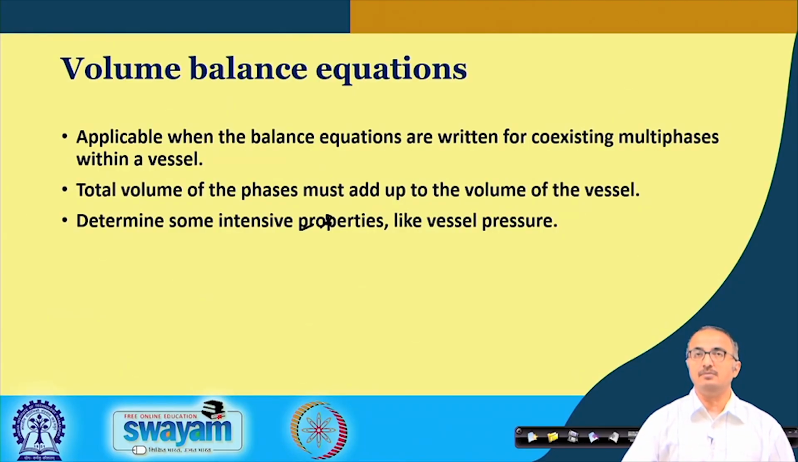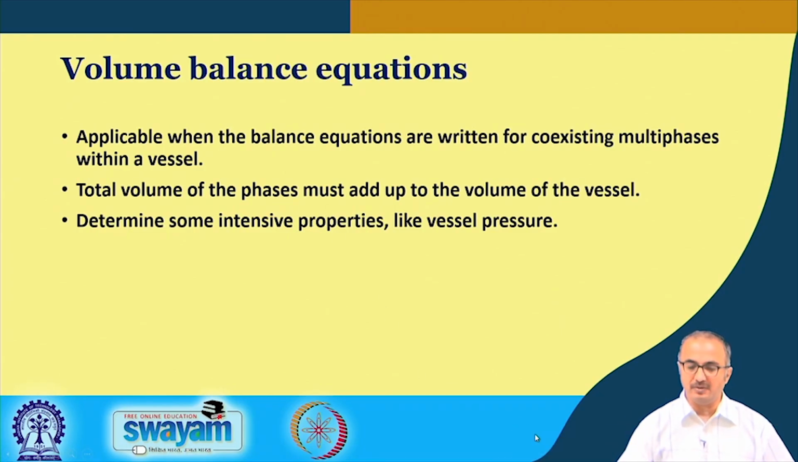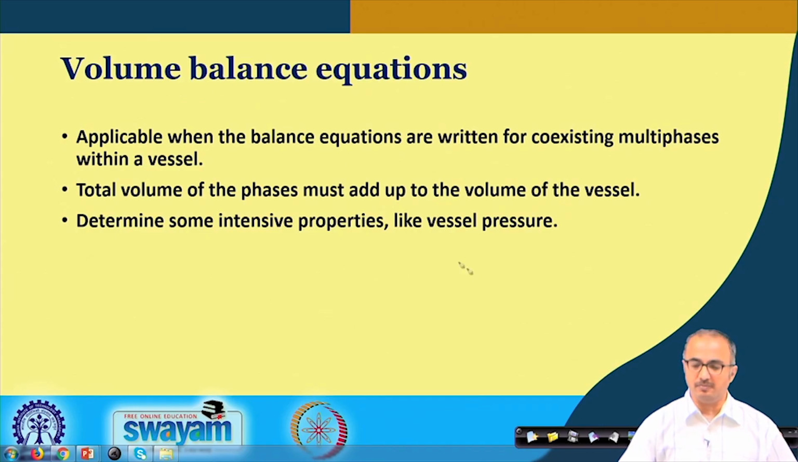Now we come to the volume balance equation. We write these balance equations whenever there are coexisting multiple phases within a vessel. We know that whenever different phases occur together in a particular vessel, each phase will occupy its own volume, but the total volume cannot be greater than the volume of the vessel. So whenever we total the volume of each of the phases, it must give the volume of the vessel. This is what we call the volume balance equation. We are summing up the volumes of the individual phases.